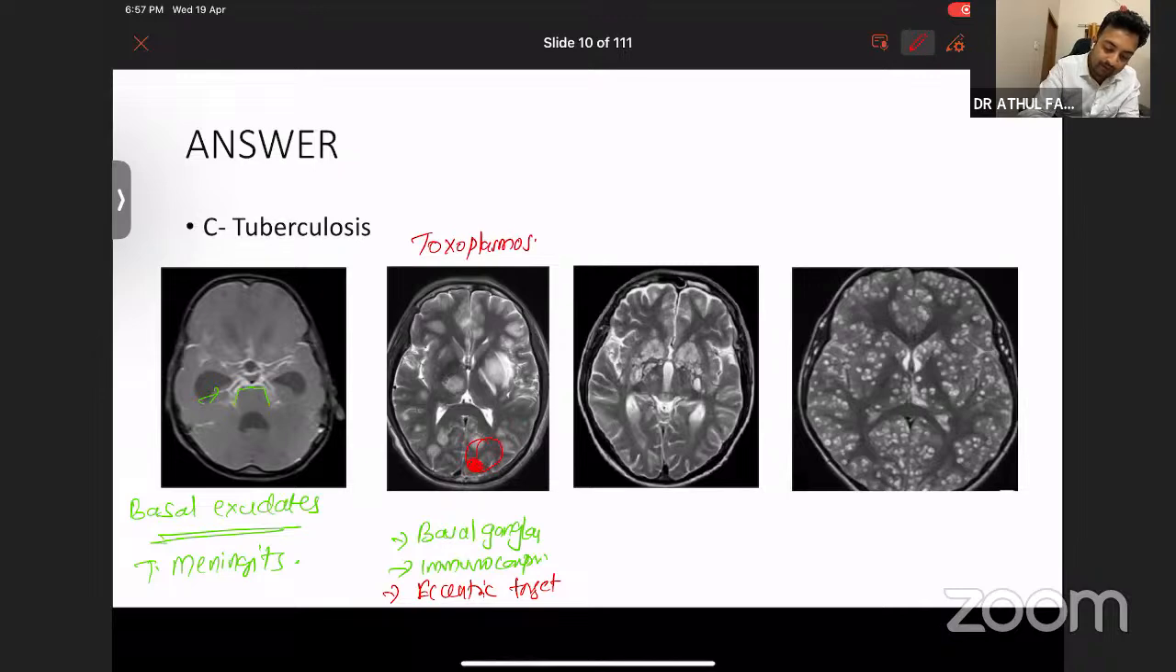You should know everything about toxoplasma. What is Toxoplasma gondii? What is the intermediate host? What is the primary host? What is the role of CT? What is the treatment? How is the regimen of pyrimethamine and sulfadiazine given? So everything you should know.